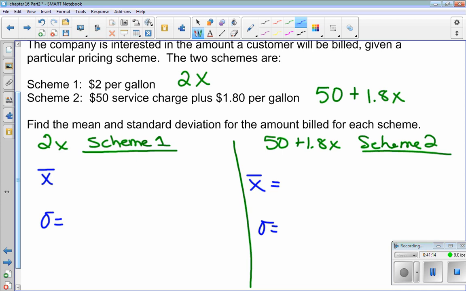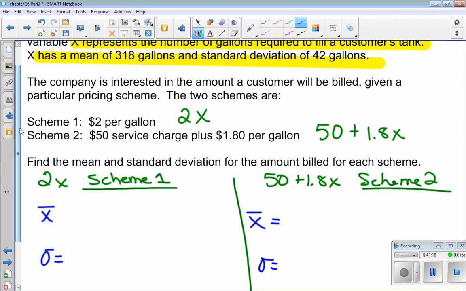What's the new mean going to be? The original mean was how much? 318, and all we have to do is multiply the mean by 2, right? So 318 times 2, what's our new mean? $636. Thank you for enunciating. Even, no change?